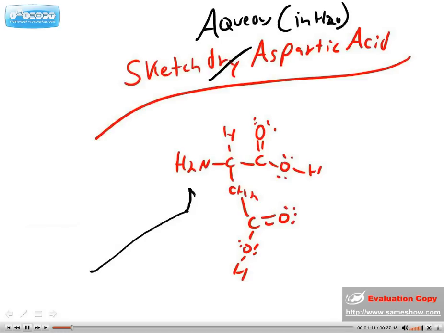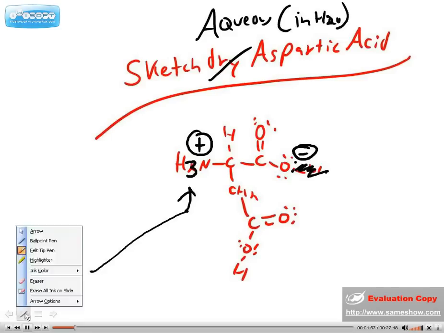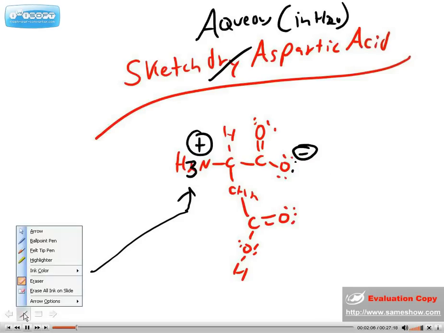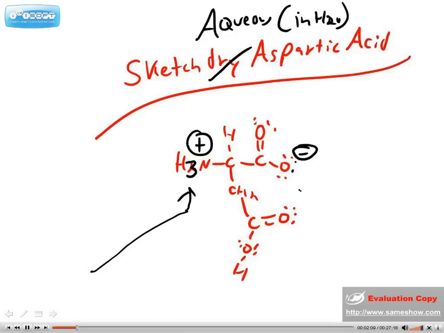So, for example, you're going to have to turn this into a positive ammonium, and then you'll have to turn this into a negative carboxylate. So let me clean up that last one over there since it's harder to read. There we go. So in this case, it's a negative carboxylate. So now we have our zwitterion.